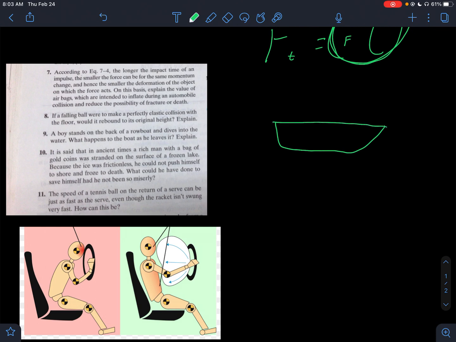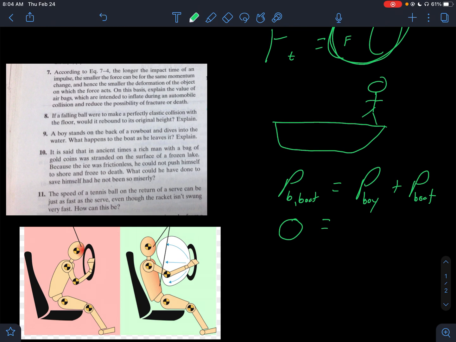If you had the boat and the boy standing on one side, initially there's no momentum, right? It's going to be that kind of explosive or reverse inelastic collision scenario where you have the momentum of the boy and the boat before equal to the momentum of the boy and the boat afterwards. Since in the beginning nothing is moving, just some basic math, you're going to have one object go to the left and one object go to the right. So one's going to be positive and one's going to be negative.